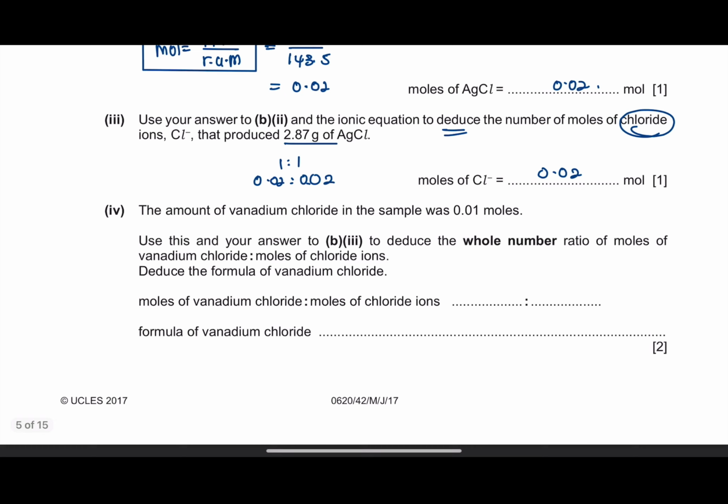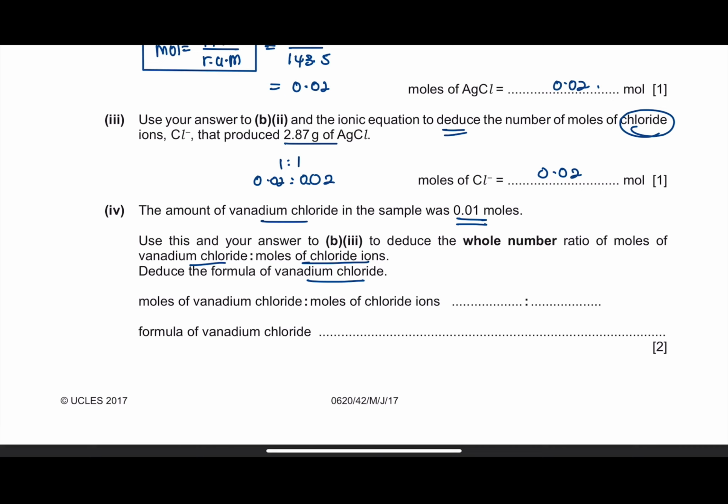The amount of vanadium chloride in the sample was 0.01 moles. Use this and your answer in B3 to deduce the whole number ratio of moles of vanadium chloride to the moles of chloride ions. And then you need to determine the formula of vanadium chloride.